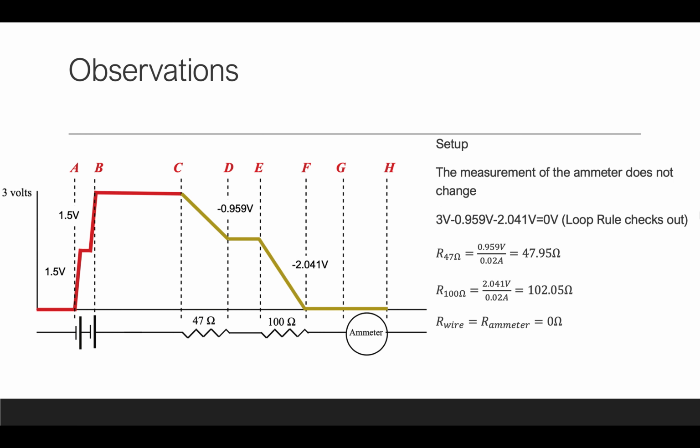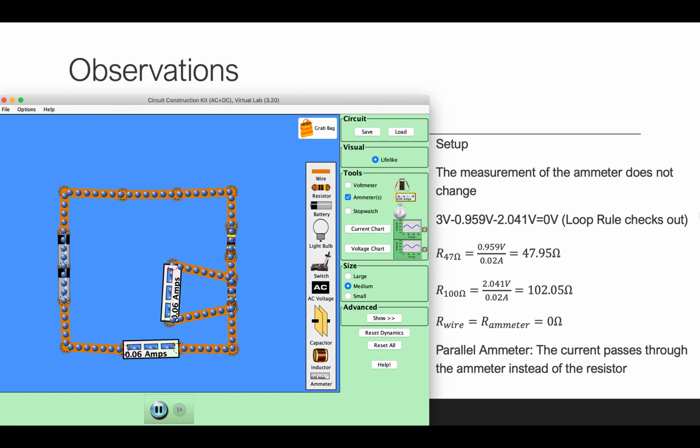Plotting the voltages as we traverse the circuit, we see that the net voltage across the loop is 0, satisfying the loop rule, and from this, we can confirm the resistance of the resistors and the lack of resistance in the ammeter and wires using Ohm's law. Finally, adding an ammeter in parallel with the 100 ohm resistor increases the current of the circuit because the electrons flow freely through the ammeter route since there is no resistance there.